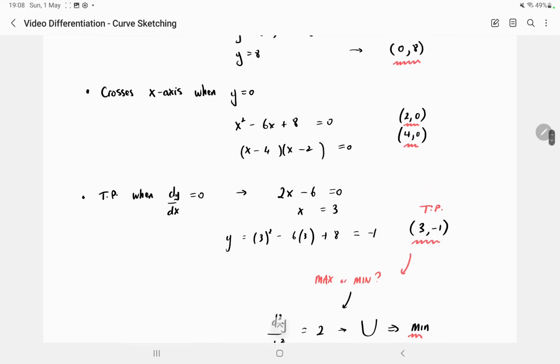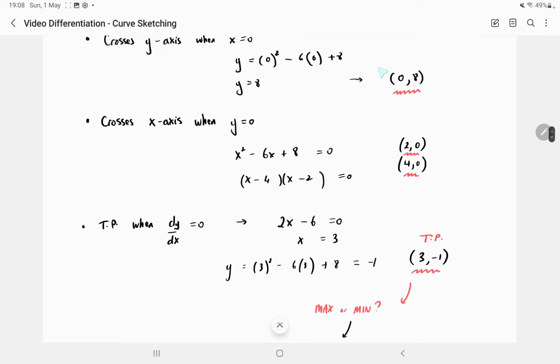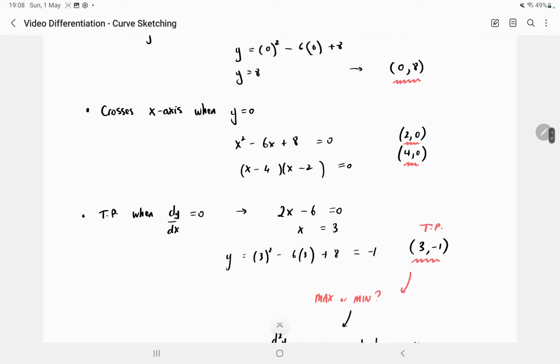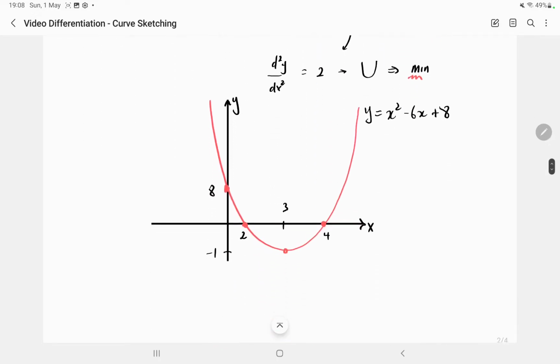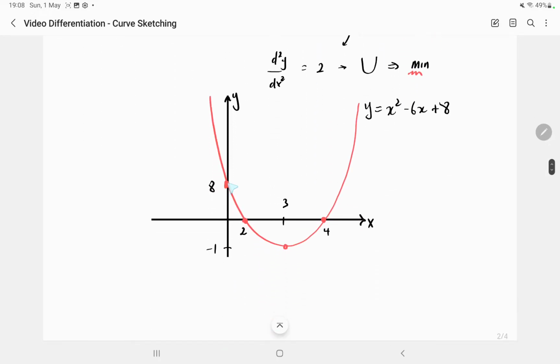So sketching the curve, we have these 4 coordinates: 0, 8 where it crosses the y-axis, 2, 0 and 4, 0 where it crosses the x-axis, and 3, minus 1, which is the lowest point of our curve. So here is where it cuts the y-axis, 0, 8. There's the 2 points, 2, 0 and 4, 0 where it cuts the x-axis. This is our turning point.